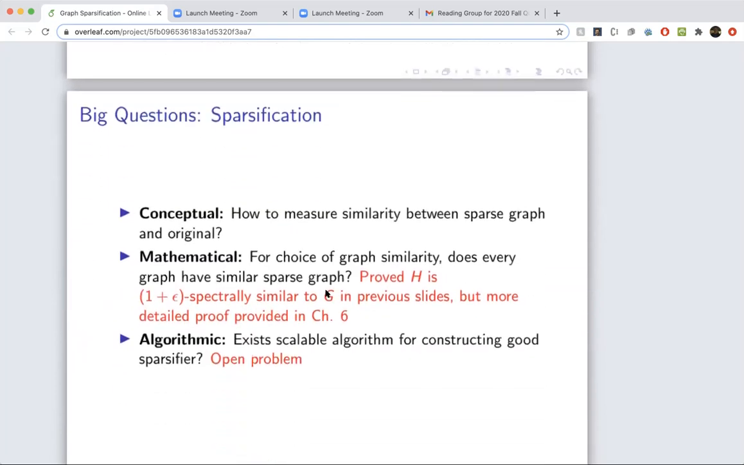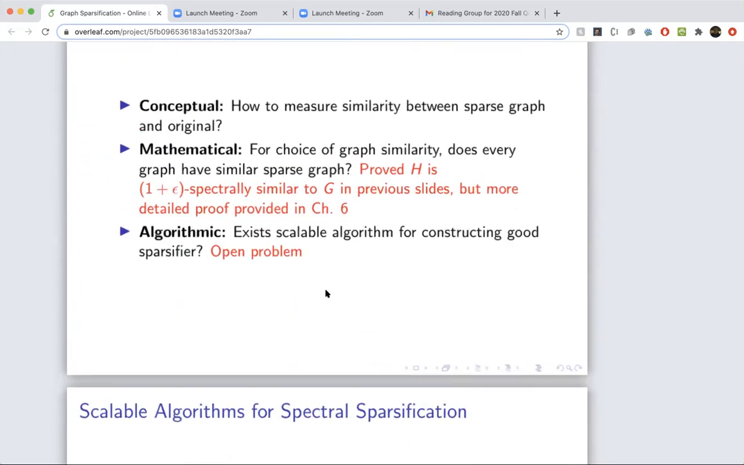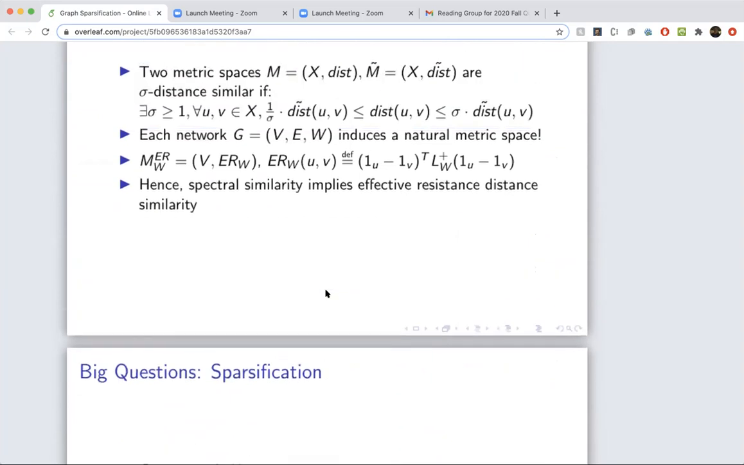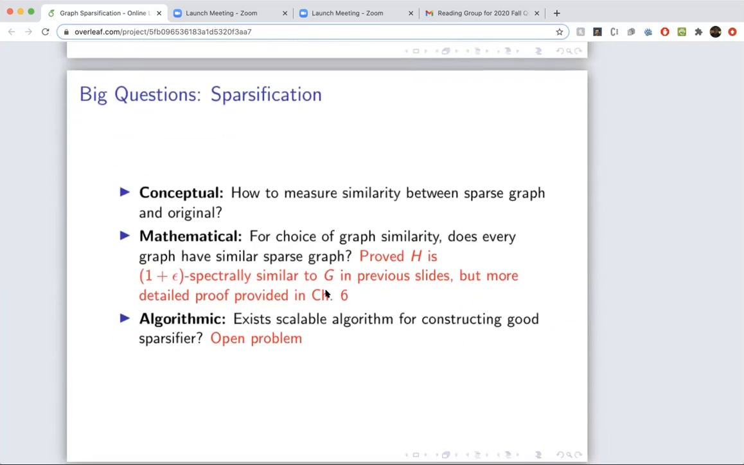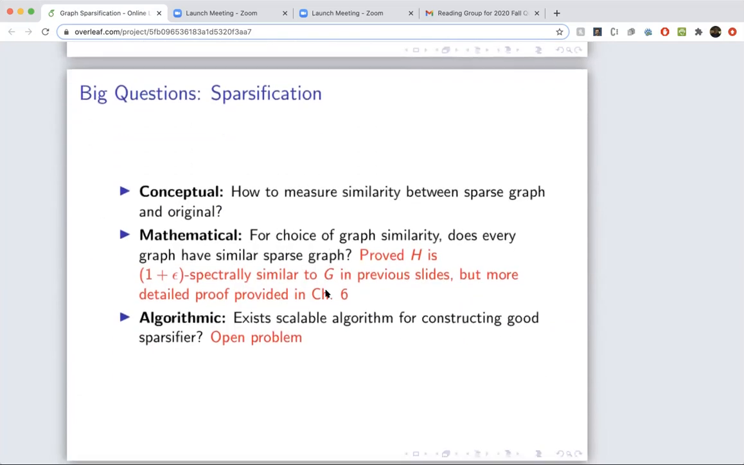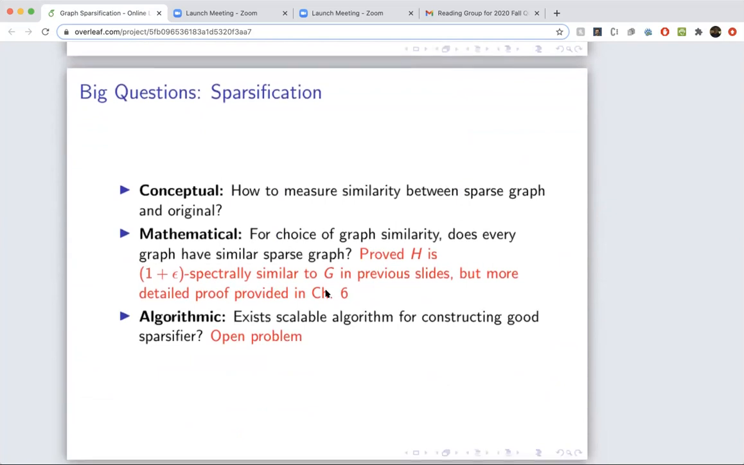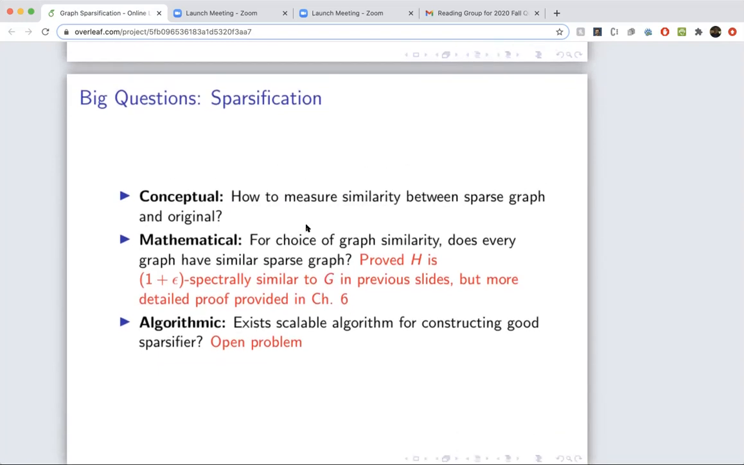Okay, so I see we don't have a lot of time left, so I'm going to try to cover as much as I can of the big questions, and then go into one application, which is a scalable algorithm for solving Laplacian linear systems, with the assumption that we have a scalable algorithm for sparsification.